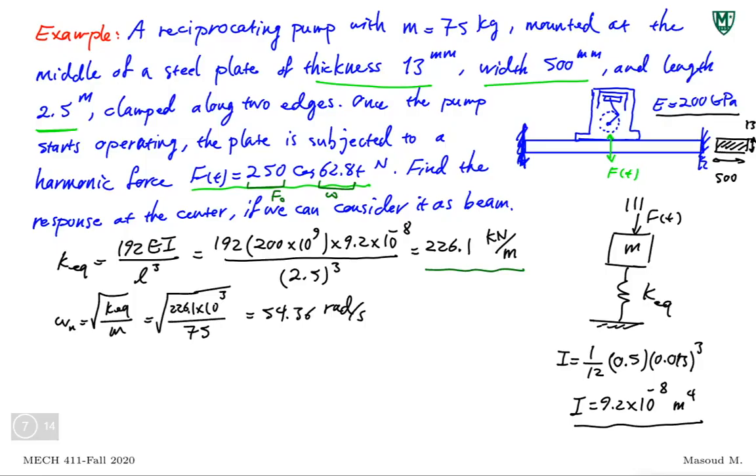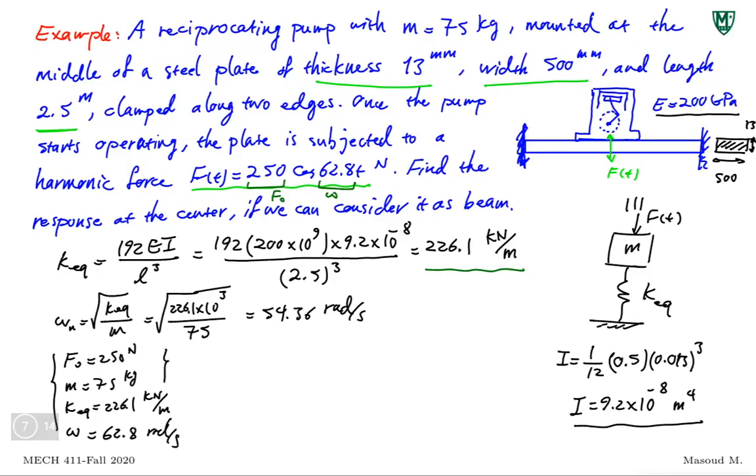The only time that x(t) or the system response changes is when we have resonance, because that mathematically doesn't make sense. So to get the system response, I'll make it short. We have F naught, obviously, as 250 newton. We have m as 75 kilogram. We have k equivalent now as 226.1 kilonewton per meter. And we have omega, the excitation frequency, 62.8 rad per second.